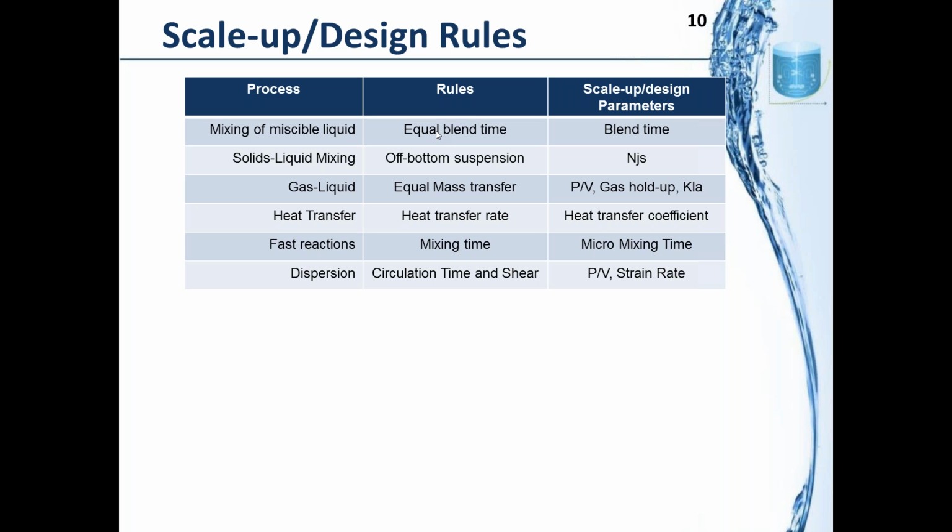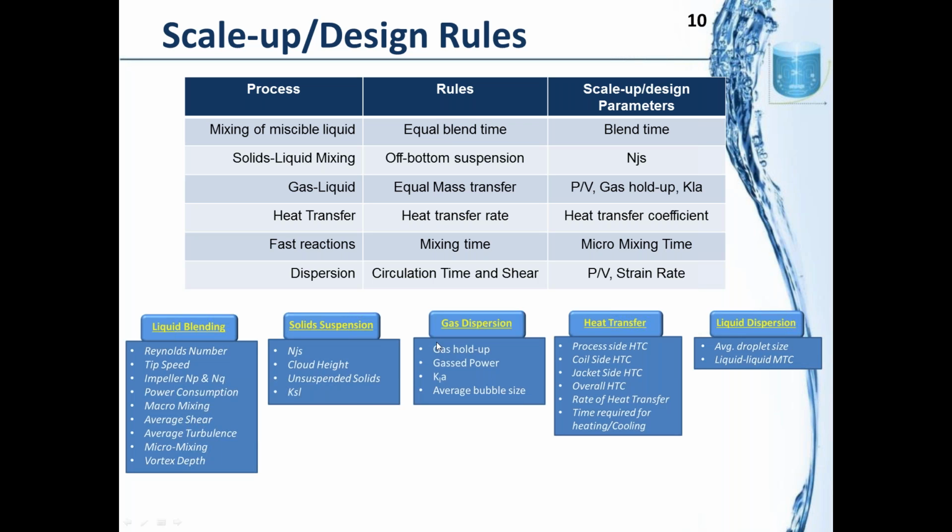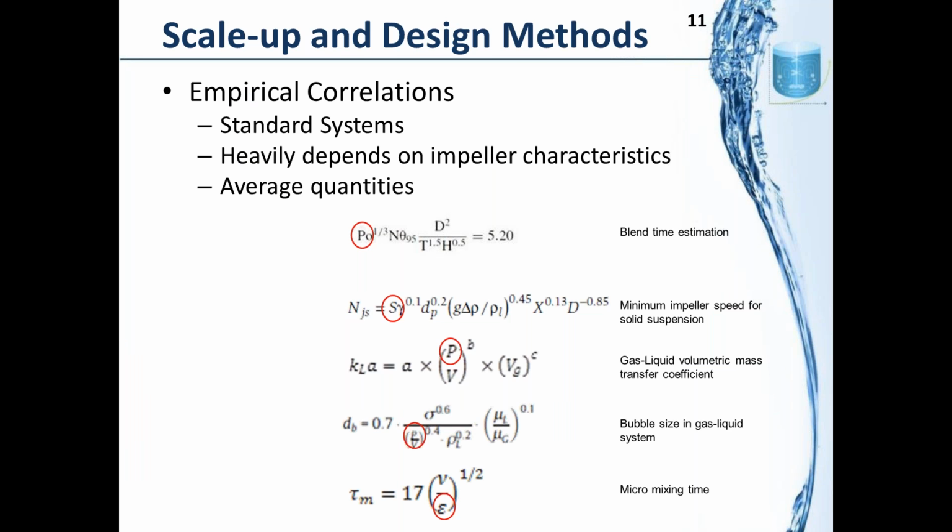In gas-liquid processes, we look at gas-liquid mass transfer, which is governed by typically the power per unit volume or the mass transfer coefficients. For heat transfer, we look at the heat transfer coefficients, and fast reactions are typically governed by the micro mixing time scales. So for various processes, we can look at various different parameters, and there is a list of parameters we typically look at when we try to design and scale up our processes for batch stirred tank reactors. So these are the scale-up rules.